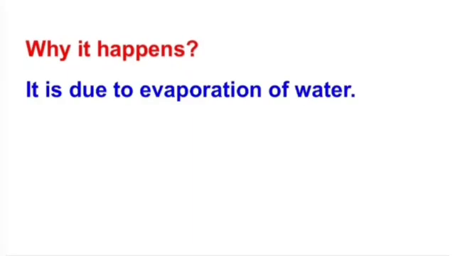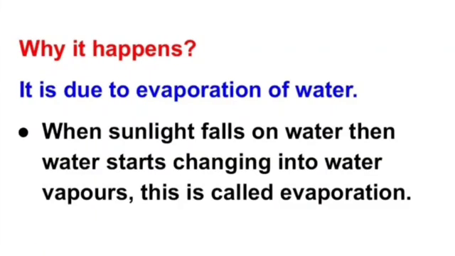Now a question arises, why does it happen? Why does water disappear? It is due to evaporation of water. Now, what is evaporation? When sunlight falls on water, then water starts changing into water vapors. And this process is called evaporation.